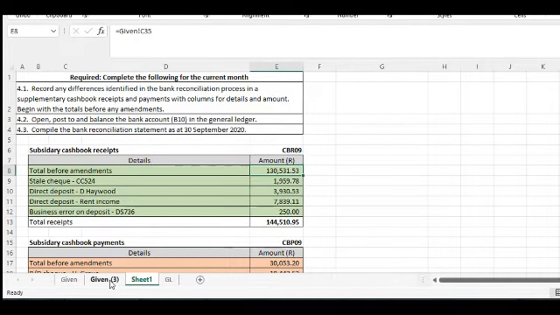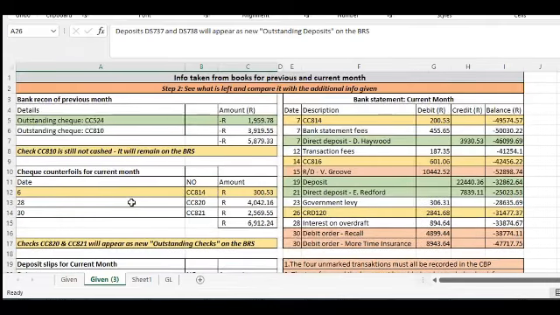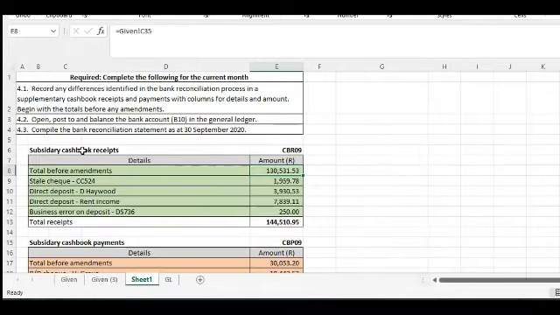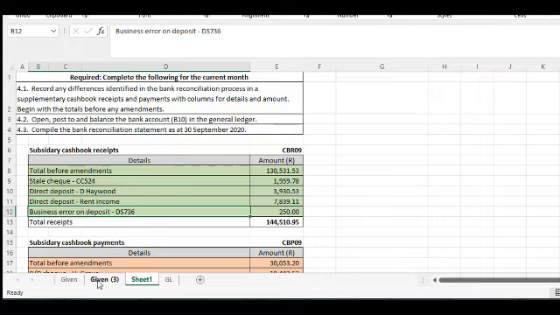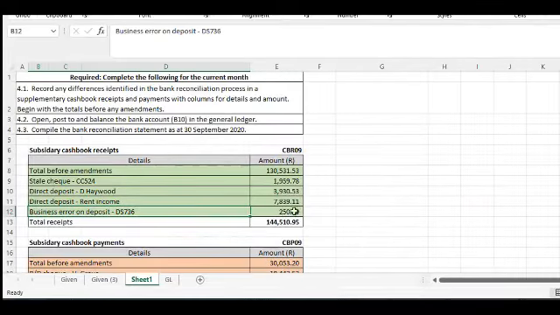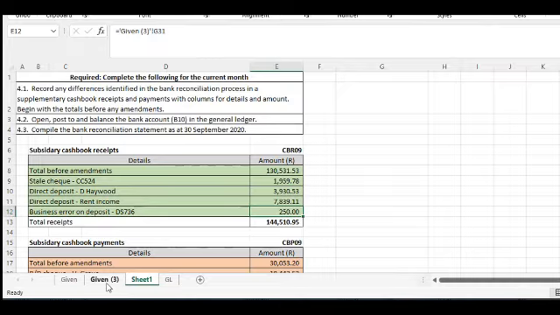Okay, now we go and look on here for everything else that was green. Outstanding check CC524 that has become stale, and we said we must record that in our cash book receipts, so we do. Those 2 direct deposits from Haywood and rental income must be recorded in our cash book receipts, we record them. And then this business error on the deposit that was understated by 250 Rand, we record that as well in our cash book receipts.